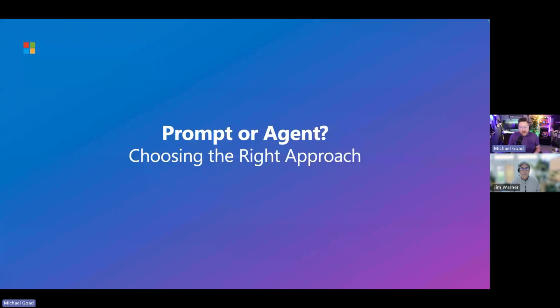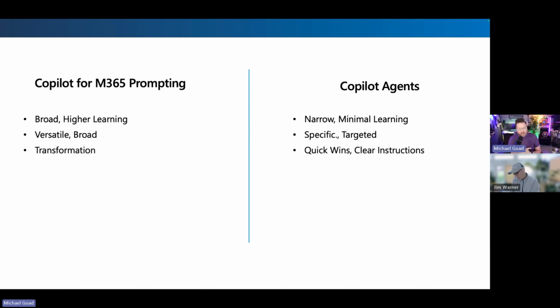All right. So we talked about prompting best practices, and we did that because it's important to know how to prompt, because we're going to get into when should I prompt and when should I build an agent. This is a question that I've gotten quite a bit, which is the right approach. So breaking this down a little bit, when we're prompting inside of Copilot, so we're just going to open up Copilot and start talking, where prompting is really good is it's broad and it's high learning.